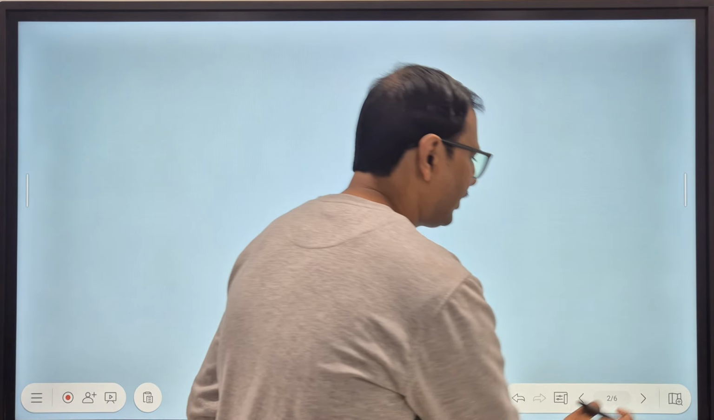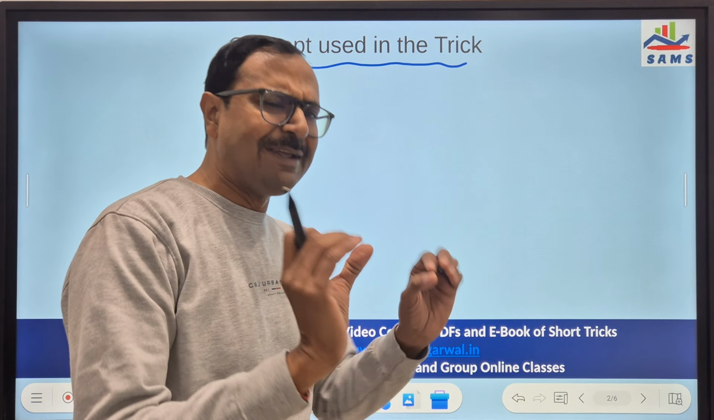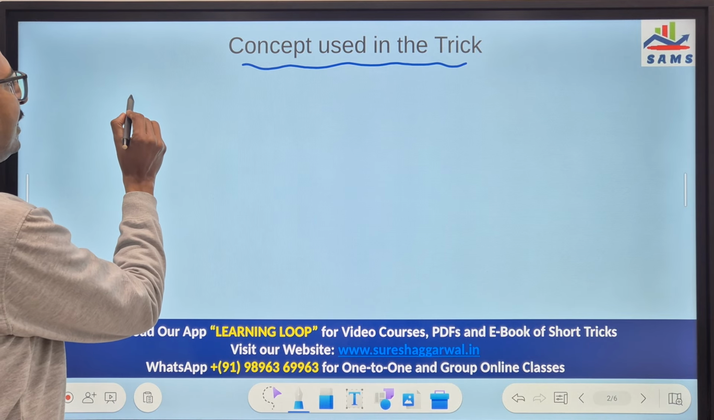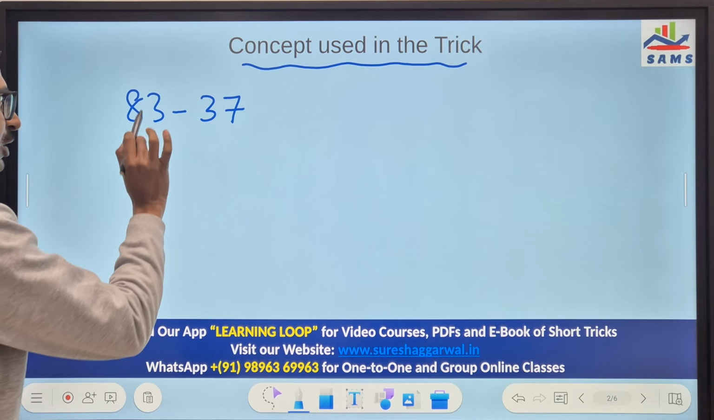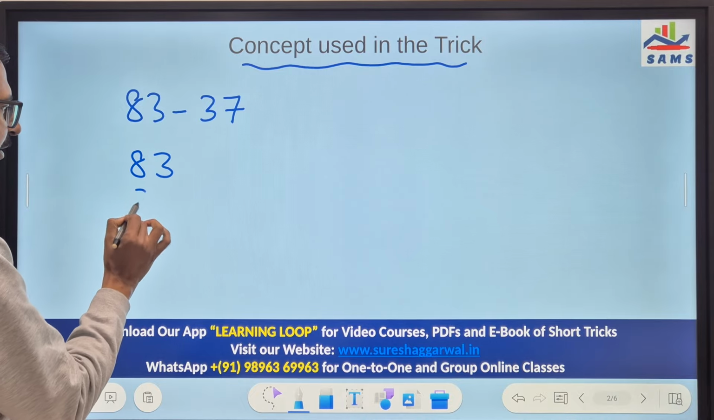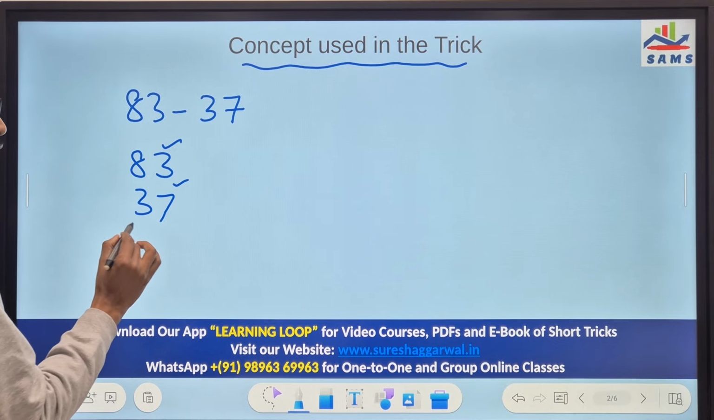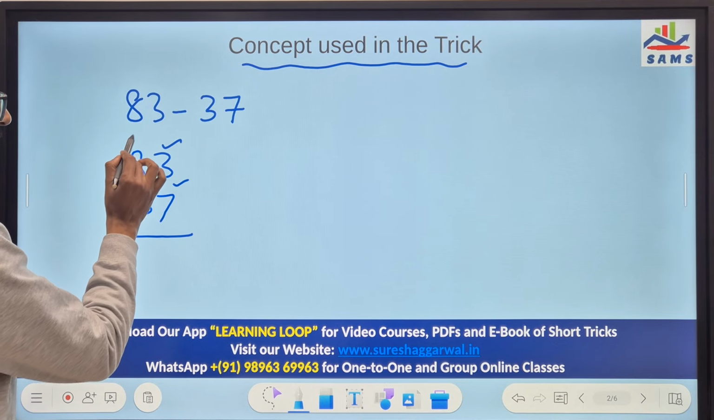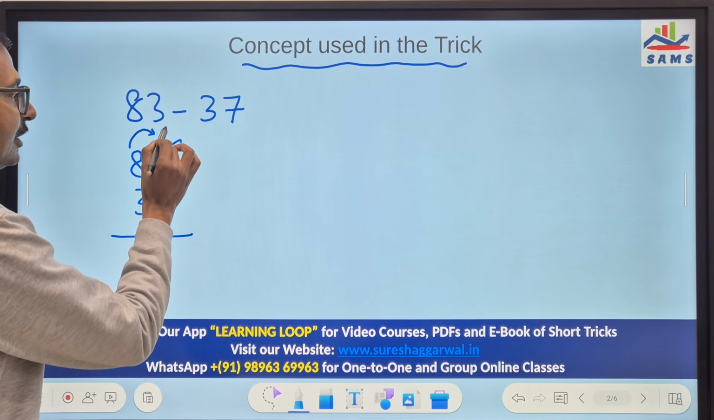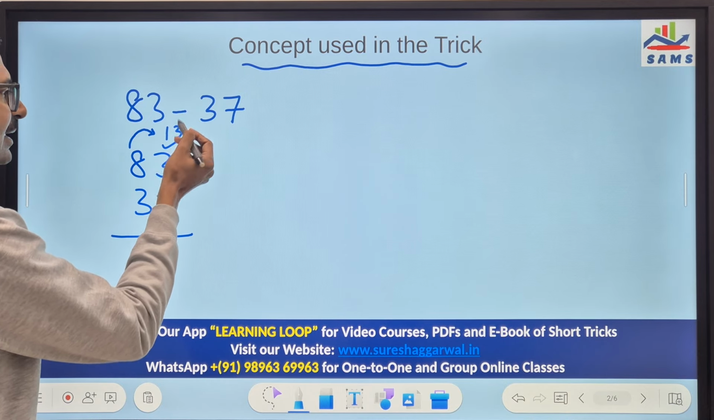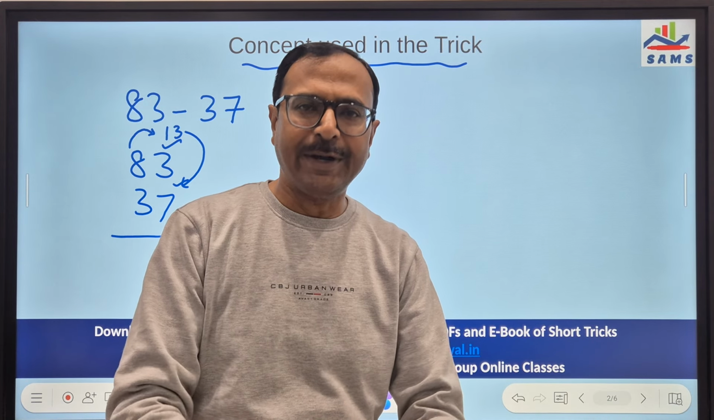So what's the concept of the trick? What do we mean by converting borrowing to no borrowing? I'll take a very simple example first. Suppose I have to do 83 minus 37. Now we all know that this involves borrowing because the unit digit here is smaller than the unit digit of the base number, right? So the students borrow 1 from here, and in turn they borrow 10 actually. So the 3 becomes 13, and then they do 13 minus 7, and that's the traditional approach of subtracting the numbers. I don't want to get into that.